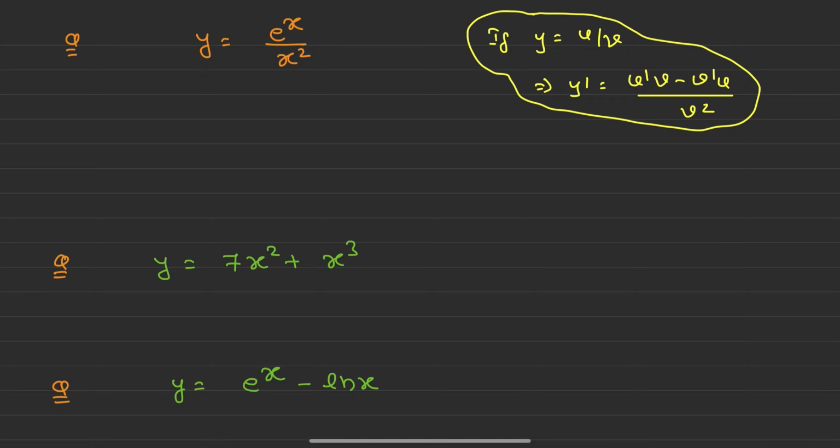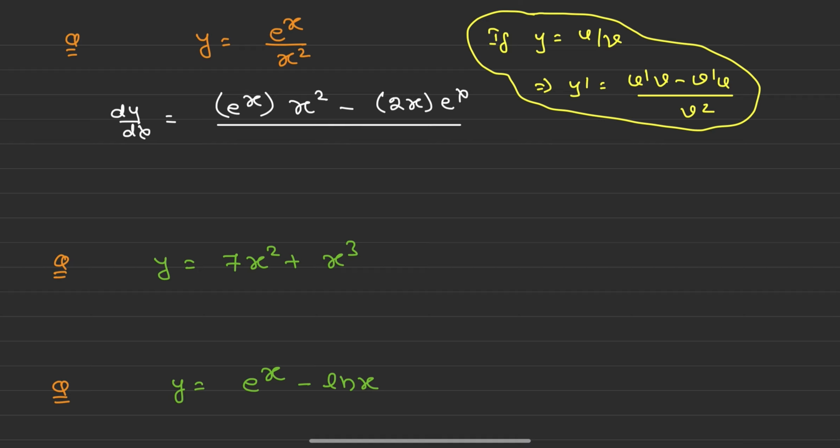You will say, sir, here dy by dx value will become equal to what? Derivative of e power x will become e power x into second function as it is, minus derivative of second function will become 2x into first function as it is, divided by v square. V square means square of the x square, so it will become x power 4. Now if we take x common from the numerator, what is left over here? x into e power x minus 2 into e power x. We can take e power x also common outside.